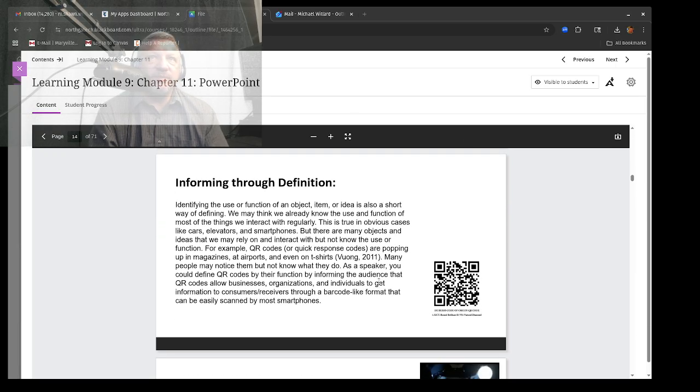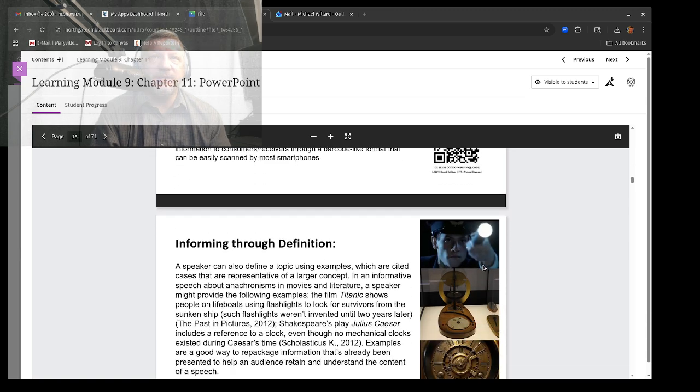So, informing through definition. Now we think about describing things. We have to do it all the time, right? Think about QR codes. They're everywhere anymore, right? Some people, especially the older crowd, don't really understand what they do. But as a speaker, you could define what QR codes are by their function. You could inform audiences that QR codes allow businesses, organizations, or individuals to get information to consumers through that barcode-like format. And it can be easily accessed on our smartphones.